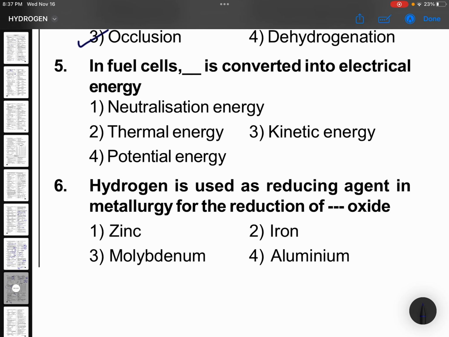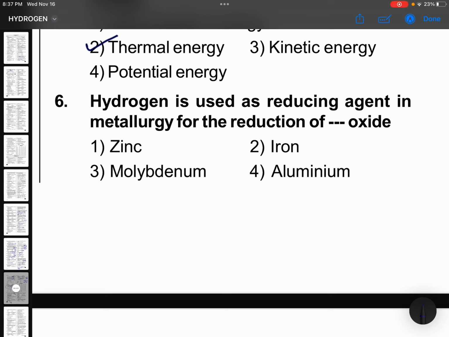In fuel cells, chemical energy is converted into electrical energy, that is not thermal energy. Hydrogen is used as a reducing agent in metallurgy for the reduction of. Okay, now this is one important one. If you know the reactivity series, this question is easy. Okay, now that is for molybdenum.